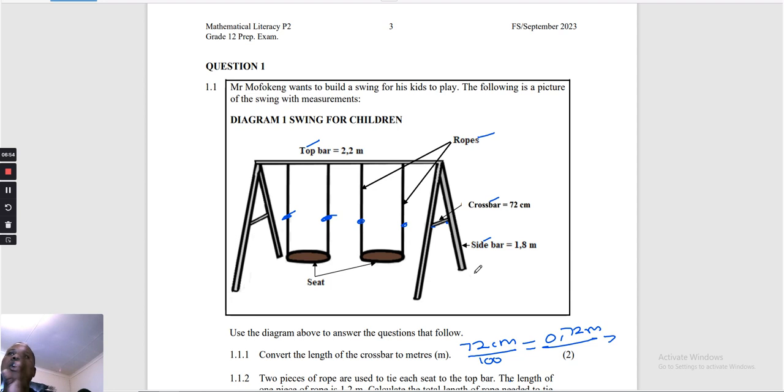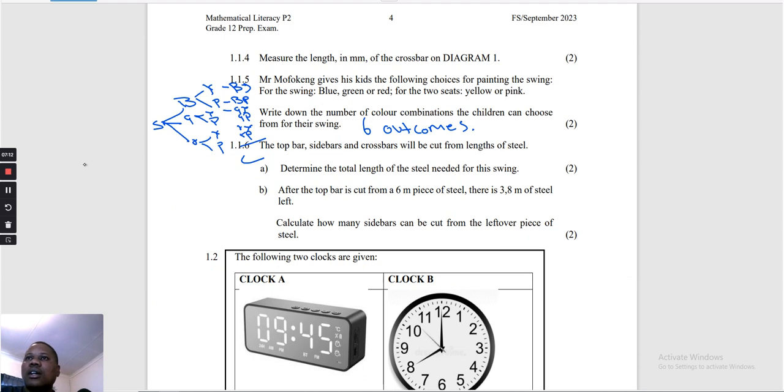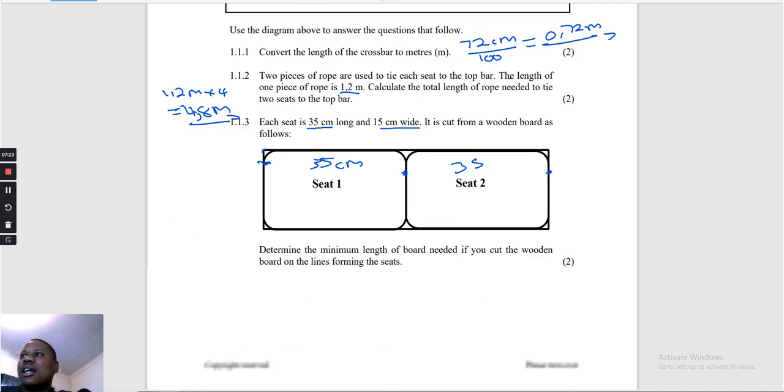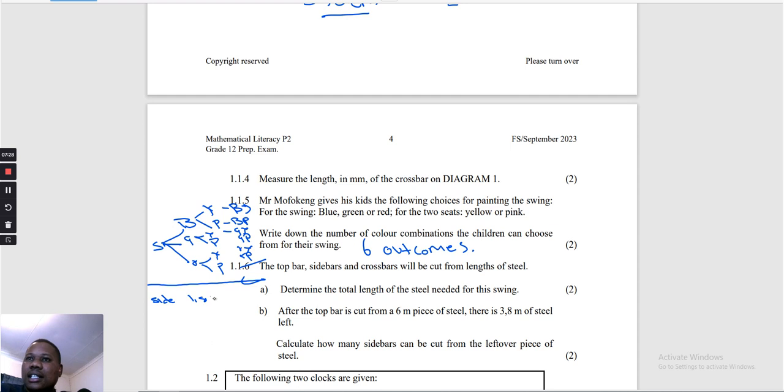The longest of that steel, how much must we buy? Because we're going to cut one top bar, the crossbar, and the sidebar. Now we only need one top bar, and then we need 4 sidebars. So what we are going to do is this. Okay, let me underline here. So we're going to have the sidebars. One sidebar is 1,8, I think. Yeah, 1,8. Then how many sidebars do we need? We need 4.